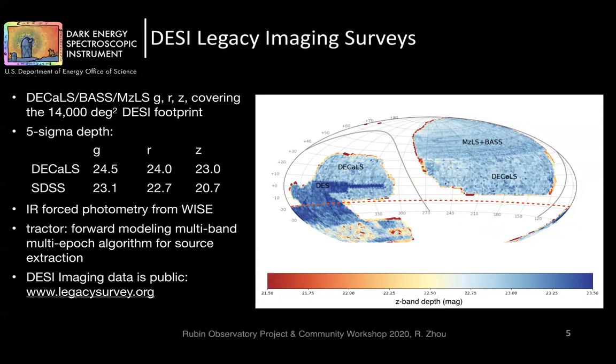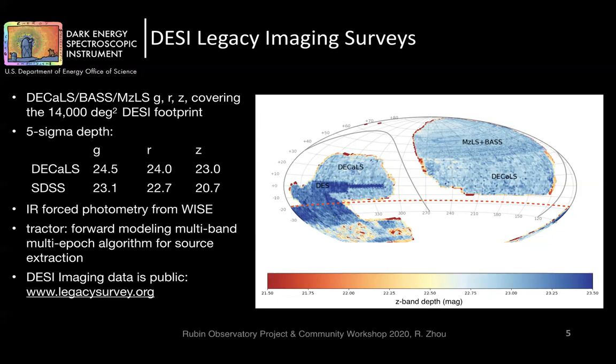The figure here shows the imaging footprint, and I've also included a red dashed line to show where roughly the lower declination limit is for DESI. Here I've also listed the depth of DESI imaging and SDSS imaging for comparison. And as you can see, DESI imaging is much deeper than Sloan.